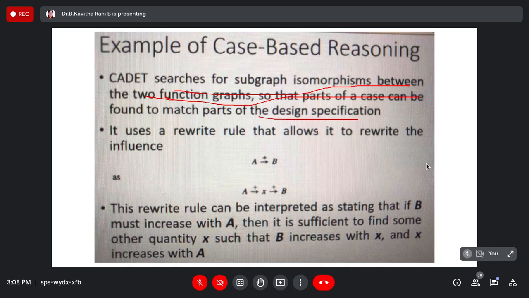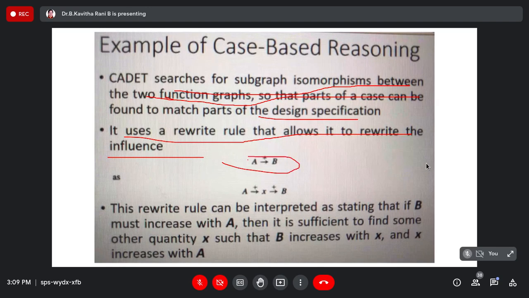So what is isomorphism? Isomorphism is nothing but the graphs that have similar connections. The graphs with similar connections will be retrieved. That means, if there is any data related to our problem, it will retrieve it. Okay, so CADET will search for that and it will be retrieved. So it uses a rewrite rule that allows it to rewrite the influence.